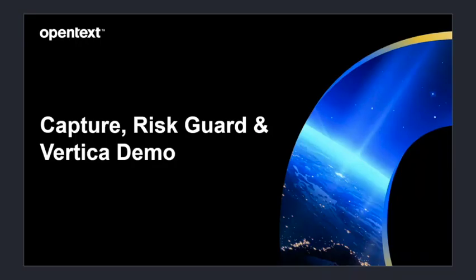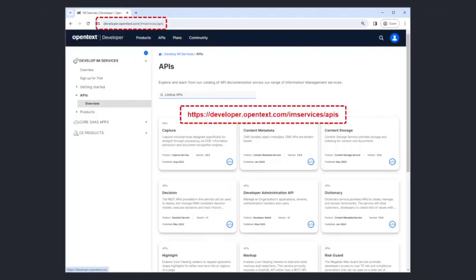This video shows you how to set up and run the sample application that is built using Capture and RiskGuard APIs and the Vertica Analytics database. The Capture and RiskGuard APIs are part of the OpenText Thrust Services, previously known as IAM services or Information Management Services.